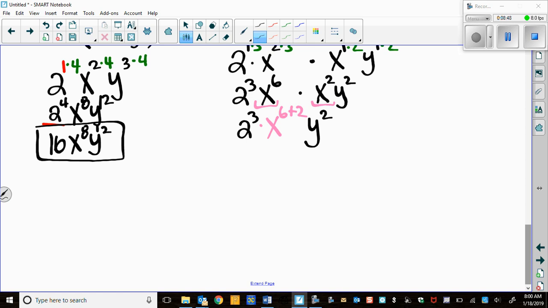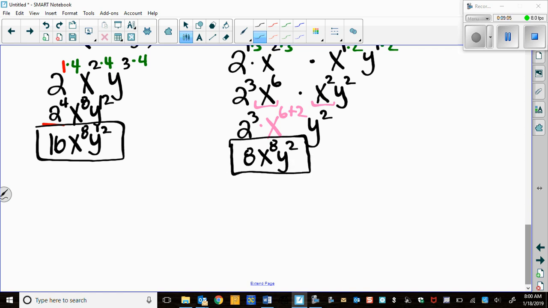So let's go ahead and write our final answer. 2 to the third power is 8. Okay, don't get confused with 6. 8 times x to the 8th power. So x to the 8th power, and then times y squared. So that is your final answer.